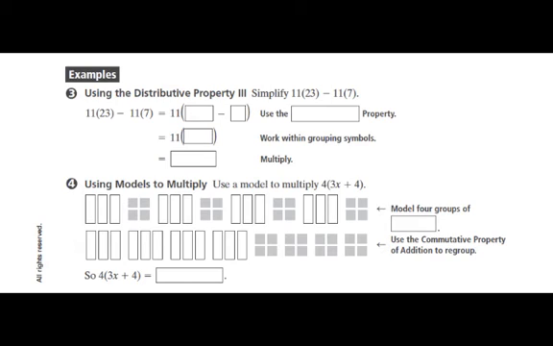Example 3, using the distributive property to simplify 11 times 23 minus 11 times 7. In this case, we're actually undoing the distributive property. We know that 11 times 23 minus 11 times 7 is the same as 11 times the quantity 23 minus 7. 23 minus 7 is 16. Then we're going to take 11 times 16 to get 176.